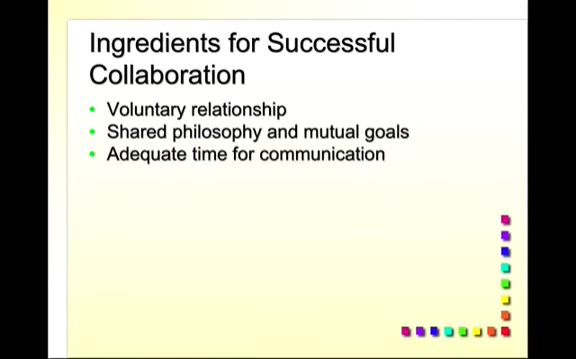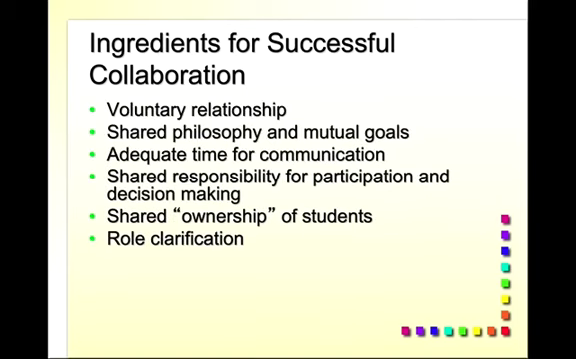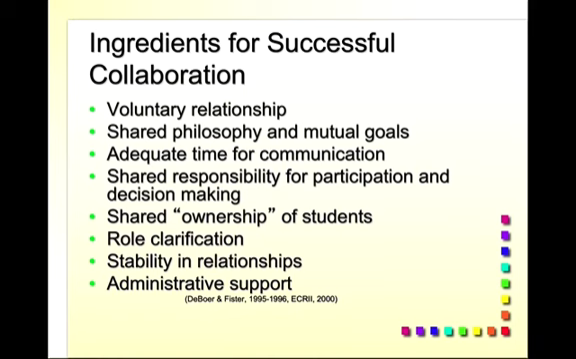Some ingredients for successful collaboration are that we need to have a voluntary relationship. If we ask two teachers to work together in a co-teaching model, it typically does not work well if they are not in that situation voluntarily. So if the principal just assigns them a co-teaching responsibility and says, you're going to make this work, I don't care whether you want to do this or not, that usually becomes a problem.